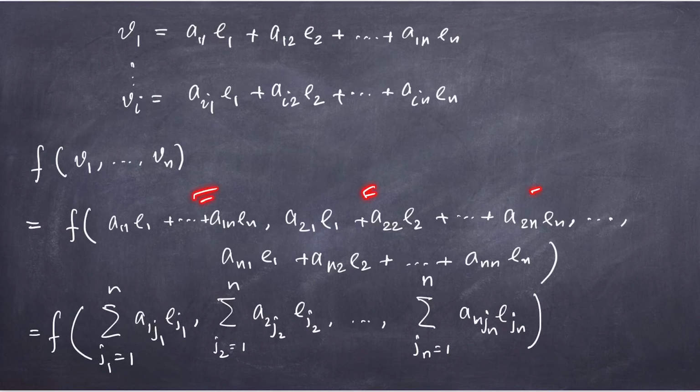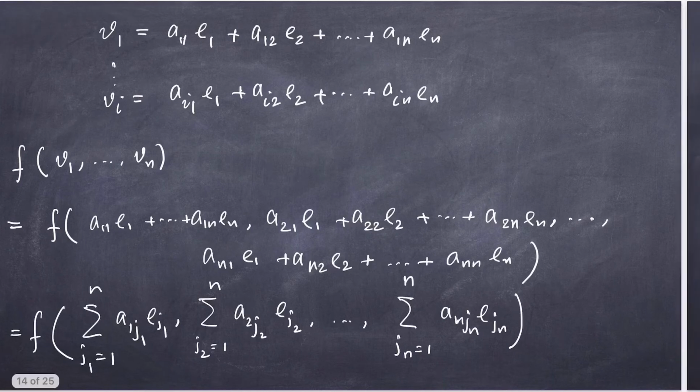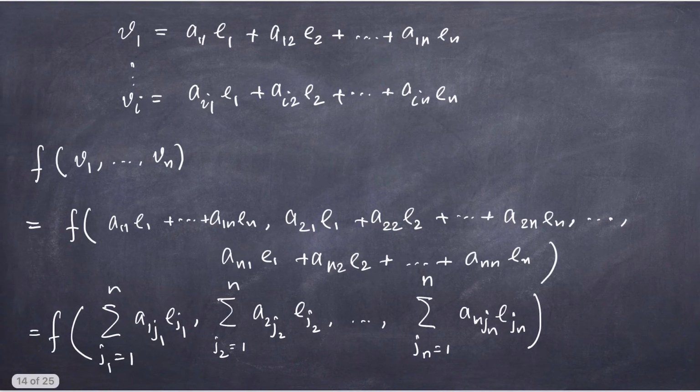Here we will write each of these terms in this shorthand notation. However, for our convenience, we will use different dummy indices for different components. So for the first component the index is j1, where j1 runs from 1 to n, and similarly for j2 up to jn. Now, since the function is n-linear, once we have frozen the second, third, up to nth components, it is going to be a linear map in the first component.